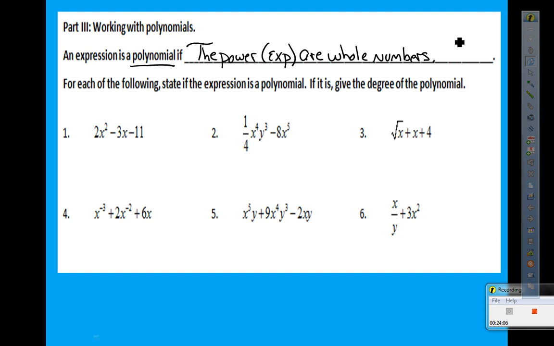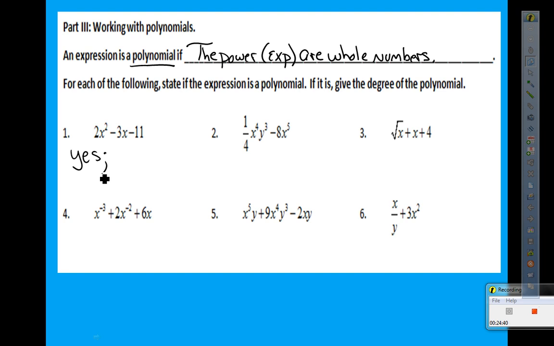So here's number 1. I'm going to go look at the exponents. Here's a 2, here's a 1, here's a 1. There's no negatives. There's nothing weird looking on there. So yes, this is a polynomial. To get the degree, look at each term and then see which term has the highest power or powers.